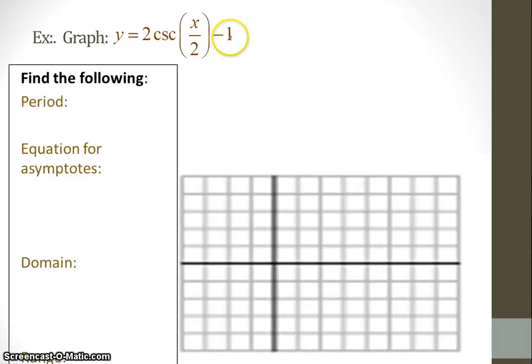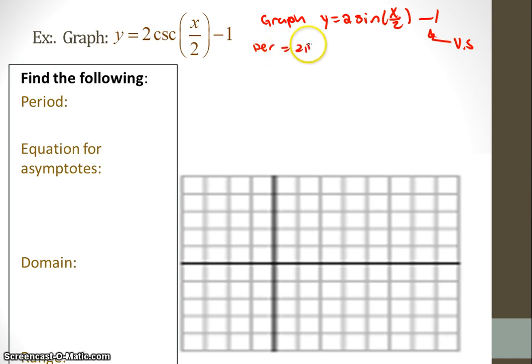Okay, so we're going to go ahead and graph this cosecant function. So we see that it's cosecant, so I know I need to graph first the related sine function. And the related sine function is y equals 2 sine of x over 2 minus 1. So I know I'm going to have a vertical shift, down 1. I know I have a period change. The period is 2 pi over b, which is 1/2. So my period is 4 pi.